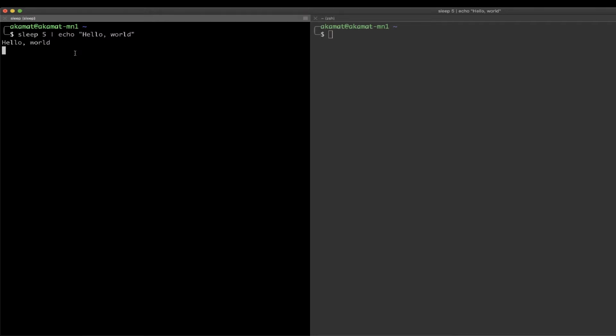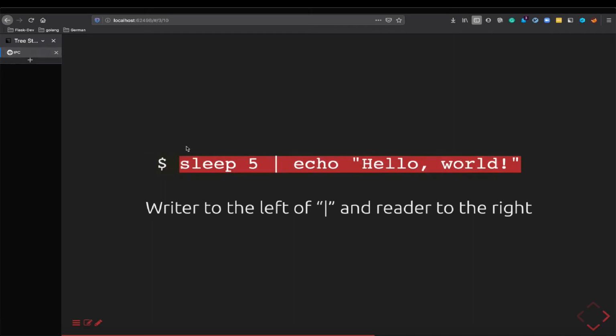Okay, so you see hello world is printed, and it is waiting for 5 seconds to exit the process as well. Okay, so this has exited. Now if we look at this, it tells us that the writer is to the left, which is sleep 5, and the echo command that we have here is the reader, which is to the right. So anything that this process writes can be read by the process on the right side.